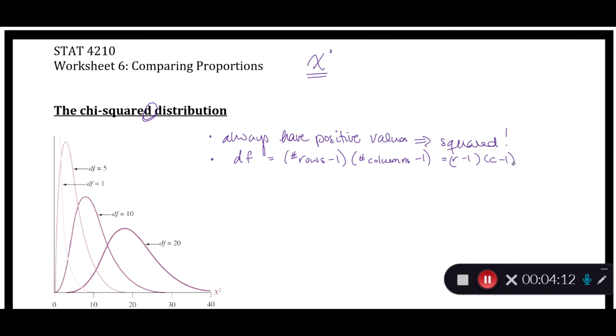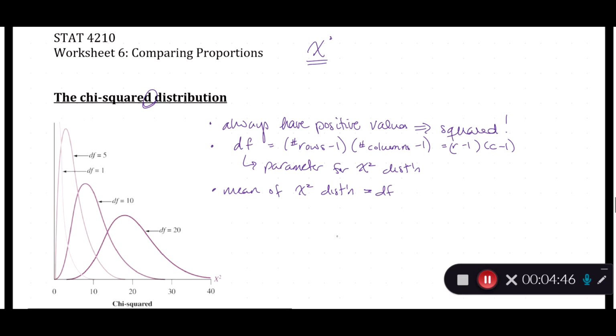So once we know the degrees of freedom, which is the parameter for the chi-squared distribution, that tells us what the mean of the chi-squared distribution is. The mean of the chi-squared distribution is the degrees of freedom. So as we get more and more degrees of freedom, that is, as the number of rows and/or the number of columns of our contingency table increases, the mean of the distribution that this statistic comes from also increases.